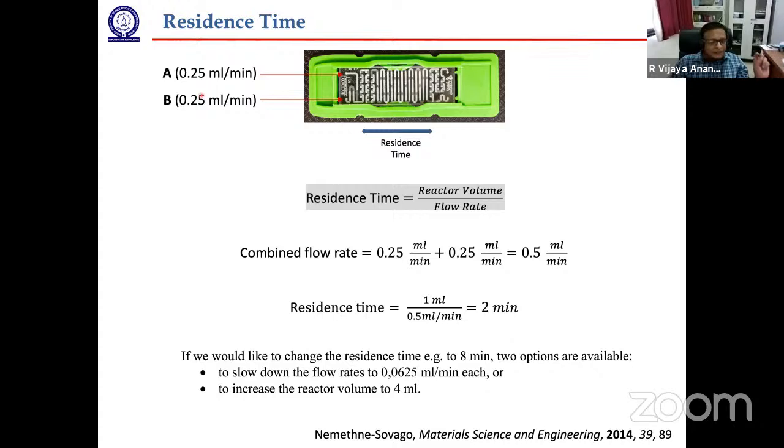Is that clear? And suppose you want to increase the residence time to 8 minutes, there are two ways you can do that. One is to slow down the flow rates to 0.0625 ml per minute, or to increase the reactor volume to 4 ml. In both ways, the residence time will be 8 minutes. So in this way, you can manipulate it.